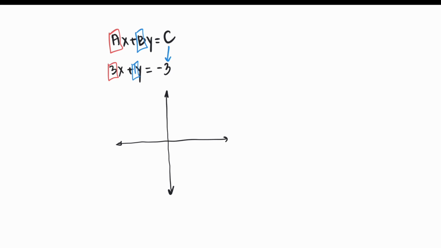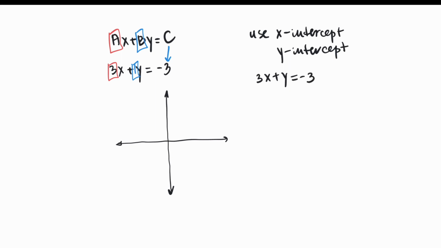The easiest way to graph a line given in standard form is to use the x-intercept and y-intercept. To find the x-intercept, I will use the equation of the line given, which is 3x plus y equals negative 3, and I'll replace y inside of that equation with 0. If y is 0, the equation becomes 3x equals negative 3, and solving it for x gives me x equals negative 1. This is your x-intercept, and we can place that point on the x-axis, negative 1 on x.